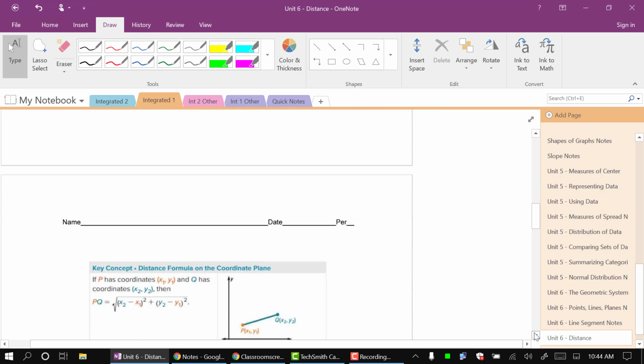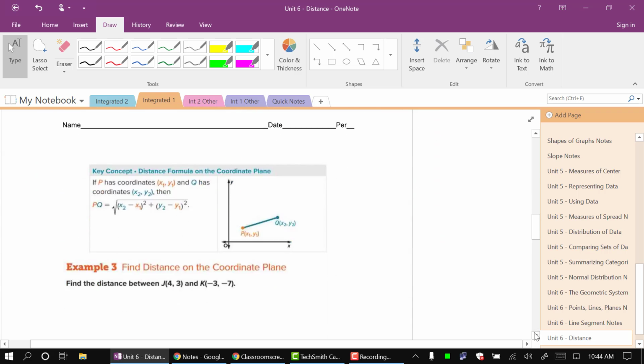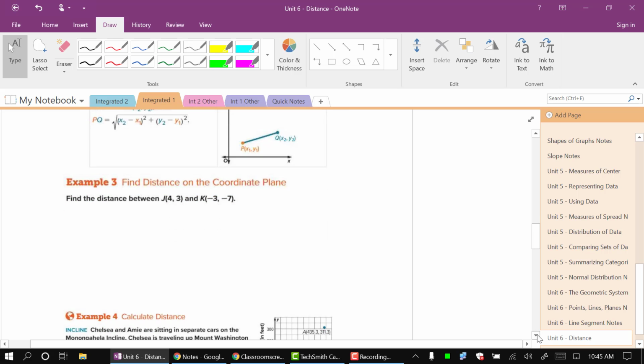Let's take a look at example 3. But before we come to example 3, we have a key concept, the distance formula on the coordinate plane. If P has coordinates x1, y1, and Q has coordinates x2, y2, then PQ equals the square root of x2 minus x1 squared plus y2 minus y1 squared. That's what this symbol means, the square root. We're going to get just one number when we do that. So let's go ahead and take a look at example 3.